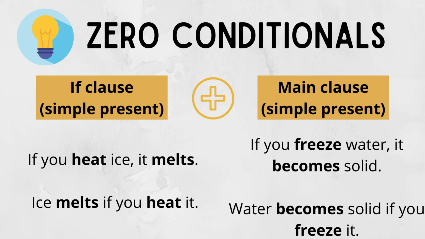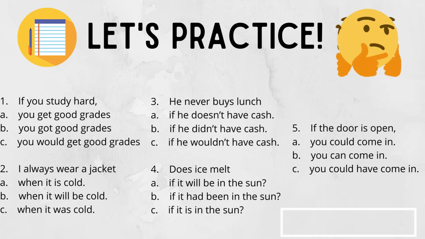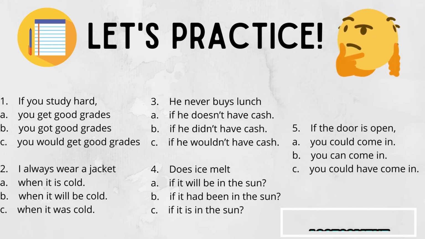Alright? Let's practice, okay? I have here 5 incomplete zero conditional sentences. What you need to do is choose the right clause to complete the sentence. Pay extra attention to the tenses of the verbs, okay? Are you ready? Pause this video and write your answers down. Once you're done, just press the play button again.